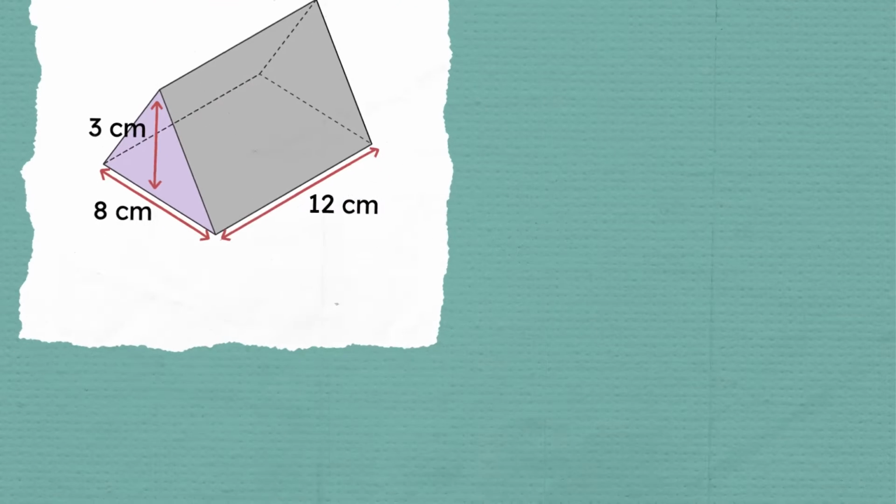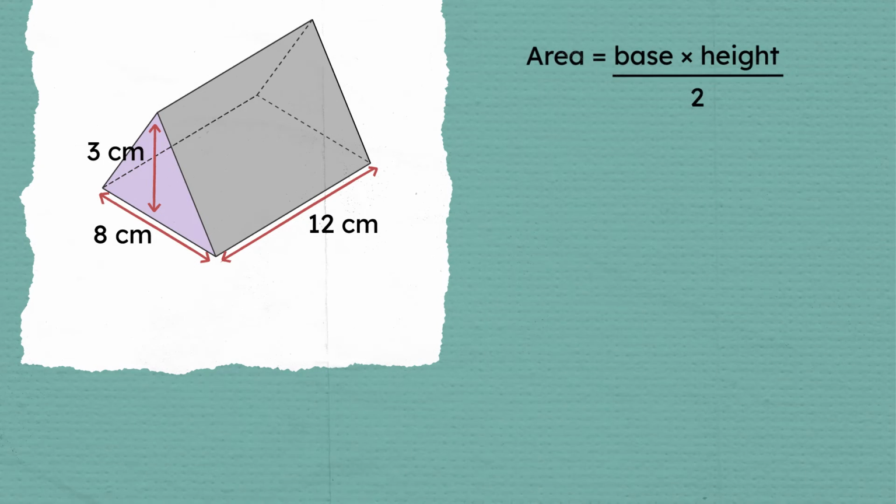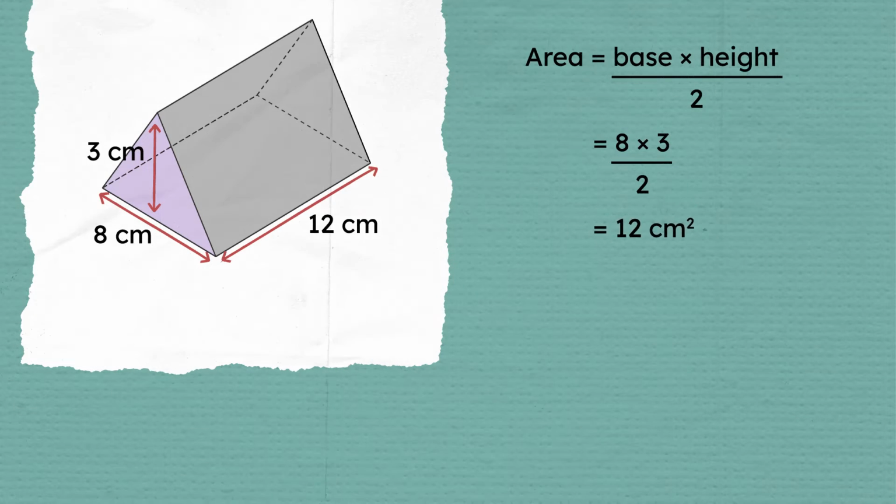For this prism, the cross-section is a triangle. To find the area of a triangle, we use the formula area equals base multiplied by height divided by 2. So for the triangle, area equals 8 multiplied by 3 divided by 2, which equals 12 centimeters squared.